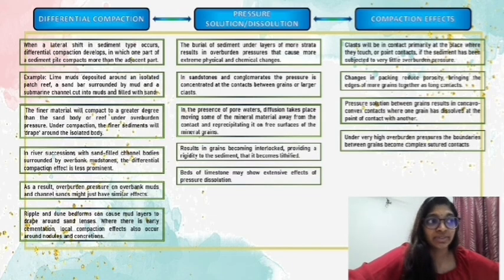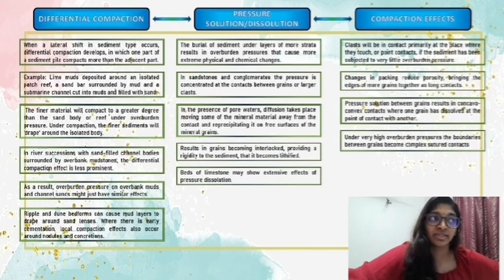In river successions with sand-filled channel bodies surrounded by overbank mudstones, the differential compaction effect is less prominent. As a result, overburden pressure on overbank muds and channel sands might have similar effects. Ripple and dune bedforms can cause mud layers to drape around the sand lenses. Where there is early cementation, local compaction effects also occur around nodules and concretions. Here's a picture showing an example of differential compaction.